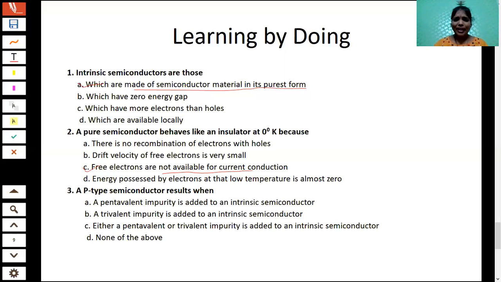The third one is, a p-type semiconductor results when... What is the meaning of p-type and n-type semiconductor? In the p-type semiconductor, trivalent impurity is added to the intrinsic semiconductor. In n-type, we add pentavalent impurity. So if it is a p-type semiconductor, we add trivalent impurity to the intrinsic semiconductor material.